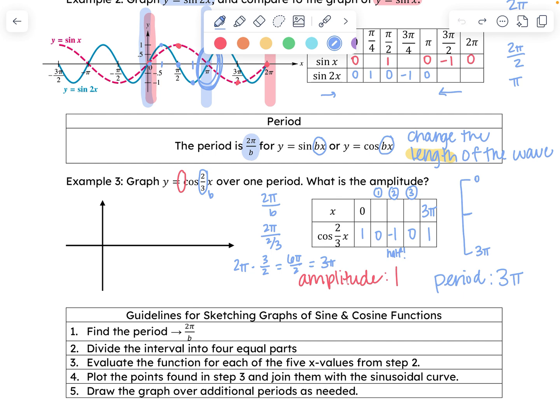Another way that you can look at it is I need to do half of my period. Half of 3 pi is 3 pi over 2. So that's going to be my x value that goes with that.